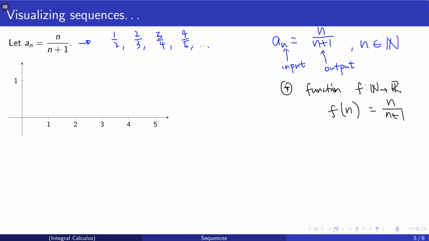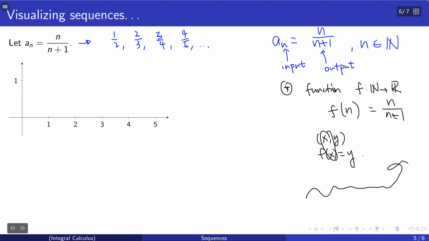And so functions have graphs, right? The graph of a function is just all points x comma y such that it satisfies f of x equals y. Only in this case, your x's, your domain, is only the natural numbers. So you're not going to get a curve that looks like this, that's unbroken. You're going to get discrete points on the plane, right? So let's do it here.